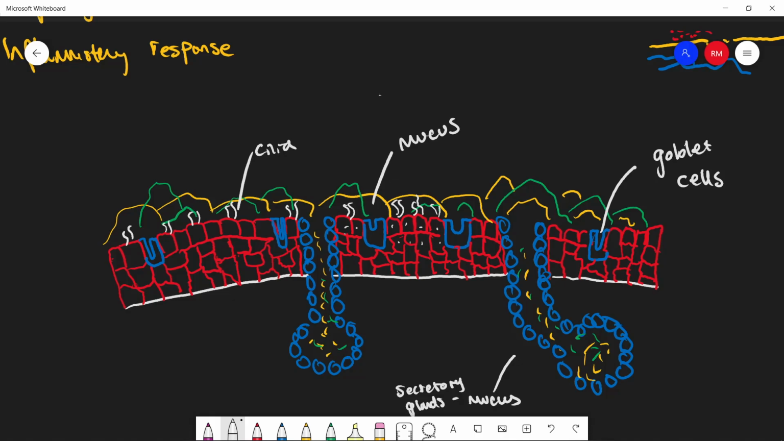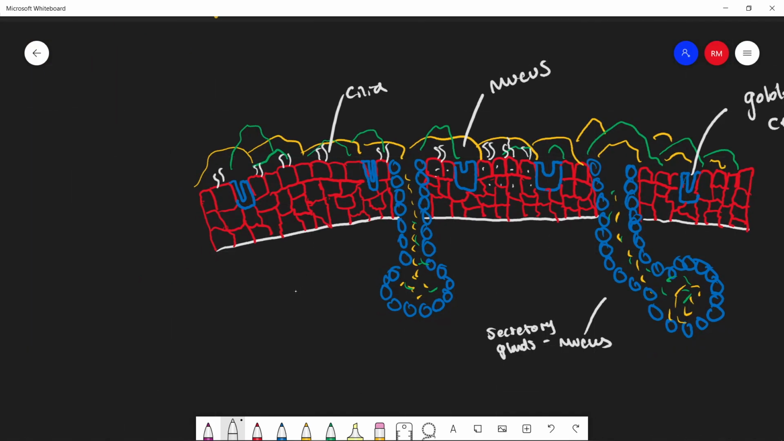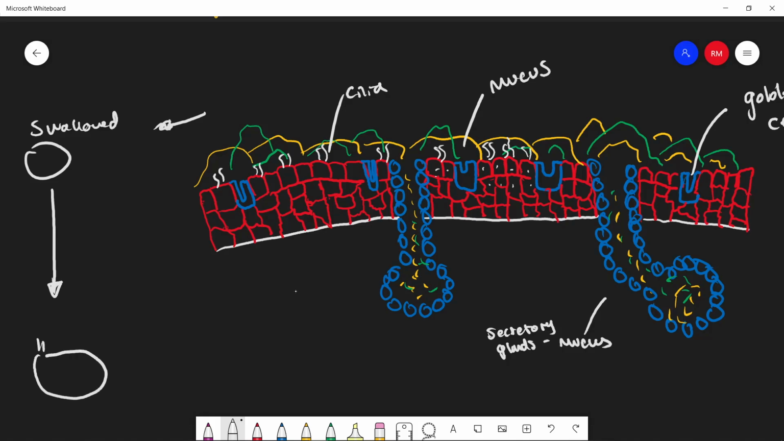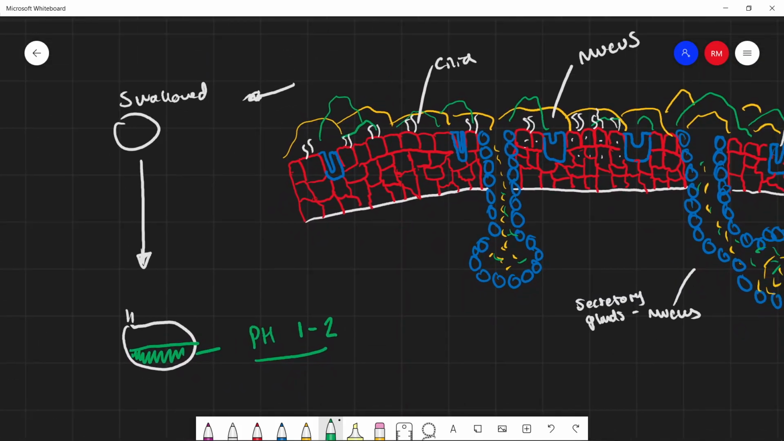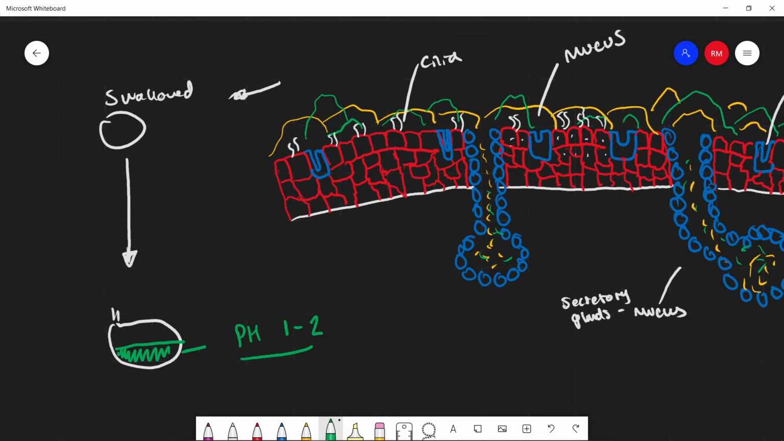And essentially what happens is this mucus goes down into the stomach. So say it's been moved over here and it's been swallowed, and it goes into the stomach. Lovely stomach I'm drawing here, and here we have hydrochloric acid, which has a pH of about 1 to 2. And so when in there, the hydrochloric acid is going to actually kill most of the bacteria or the pathogens, let's say.